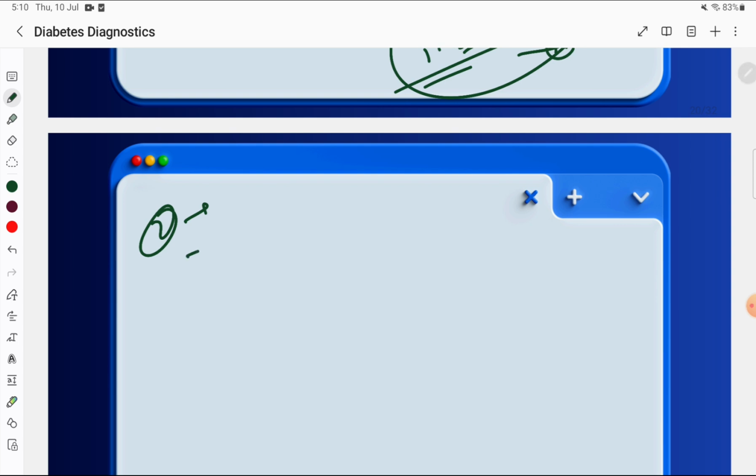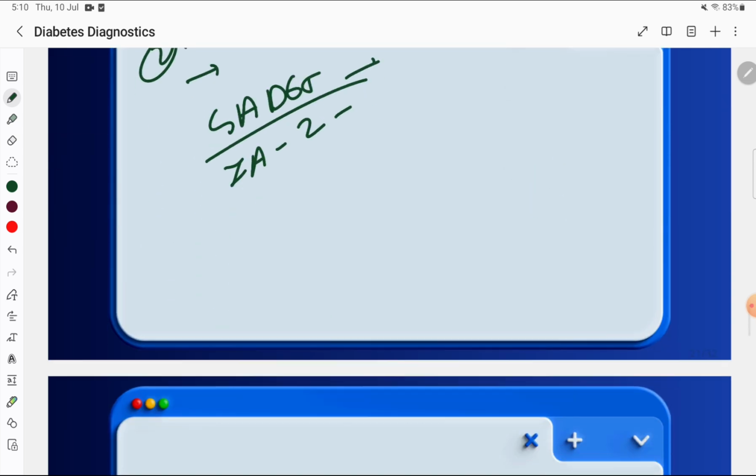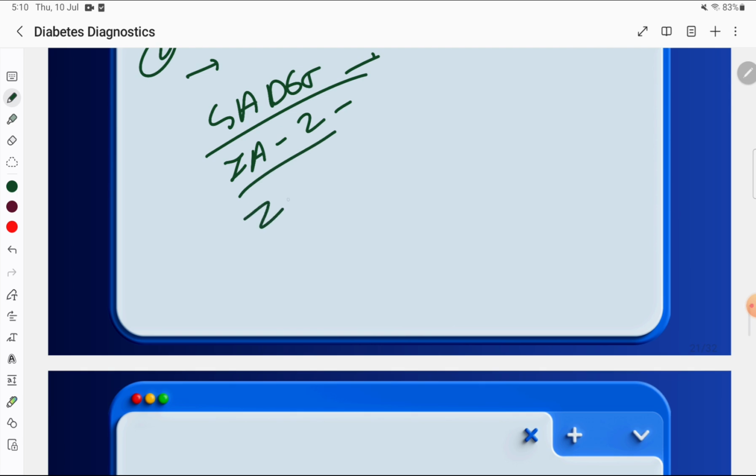So what are the major autoantibodies? The first one which we write here is GAD65, which is the full form of glutamic acid decarboxylase. Then we have the IA2, which is insulinoma associated protein 2. Then we have, my friends, ZNT8, which is zinc transporter 8. And lastly we have the IAA, which is insulin autoantibodies.